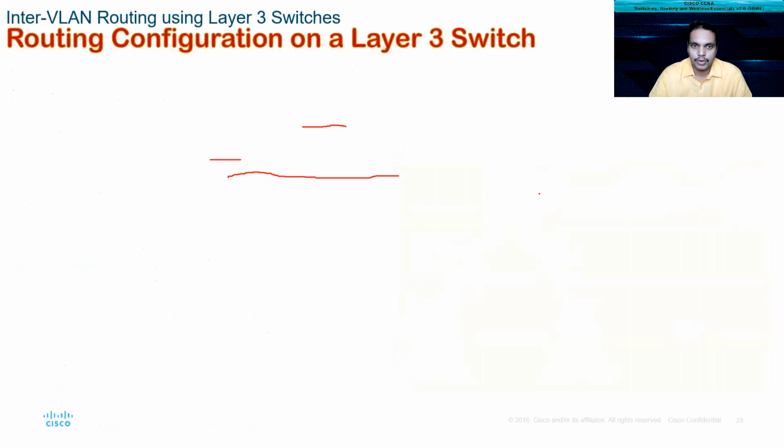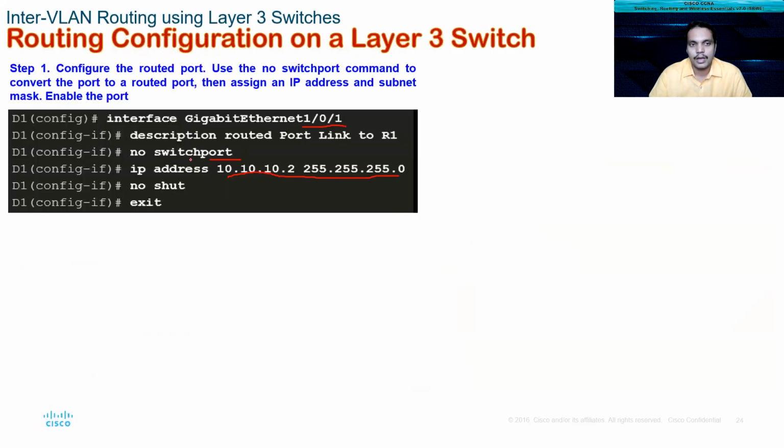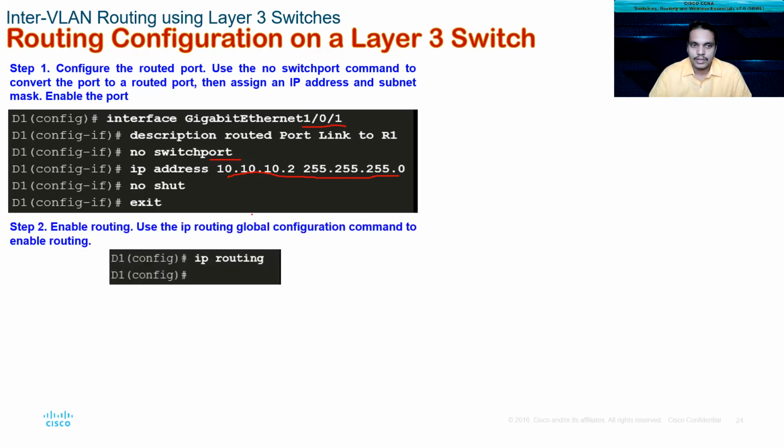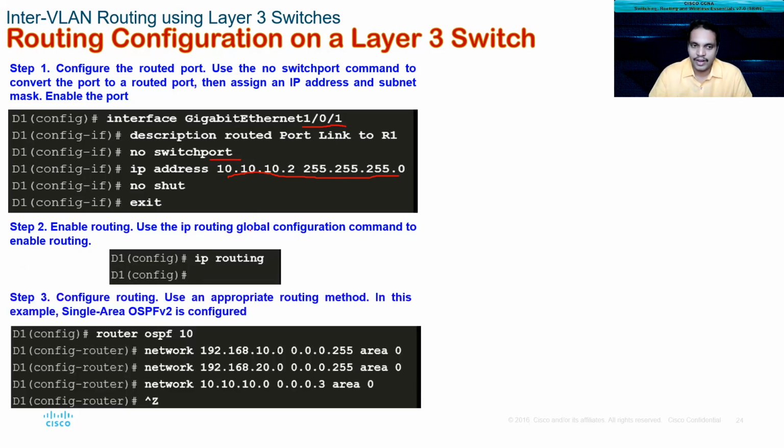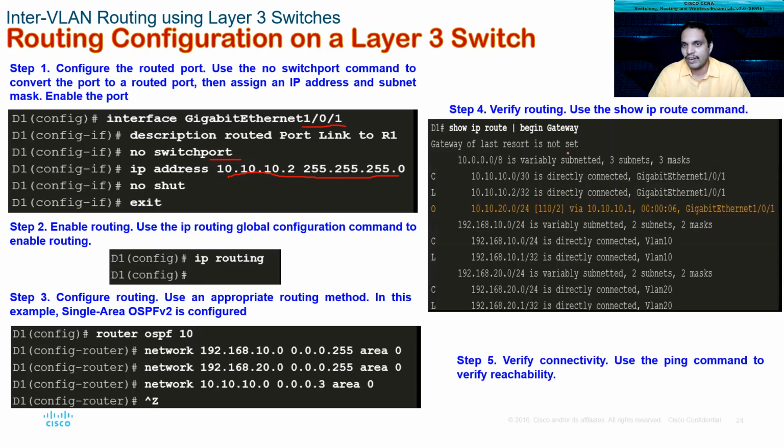So for this port, I'm going to type in no switchport, then assign the IP address for that particular port and then no shutdown. That's step 1. Step 2, as I said, is pretty simple: just enable IP routing by typing in ip routing. In step 3, we configure the routing, where these are the commands with which OSPF is implemented. The OSPF protocol is not yet covered for you, but just go through this. That's all. And step 4, you need to verify the routing.